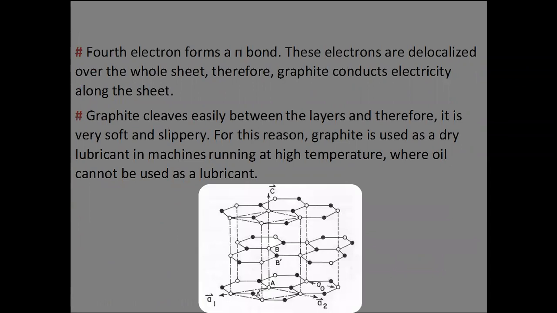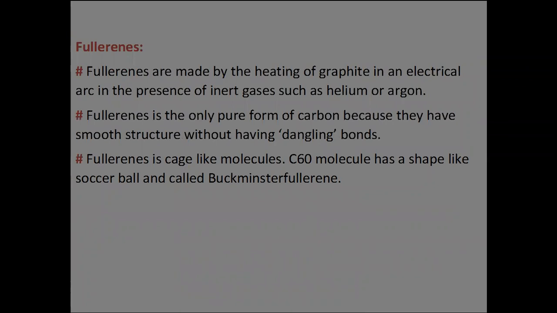The fourth electron forms a pi bond. These electrons are delocalized over the whole sheet. Therefore, graphite conducts electricity along the sheet. Graphite cleaves easily between the layers, and therefore it is very soft and slippery. For this reason, graphite is used as a dry lubricant in machines running at high temperature where oil cannot be used as a lubricant.